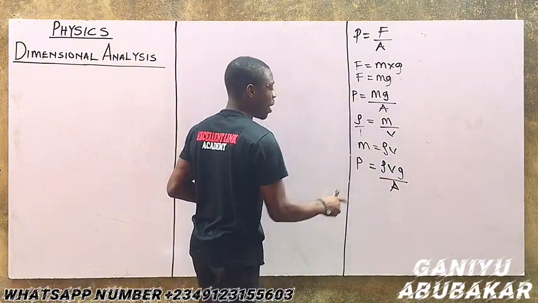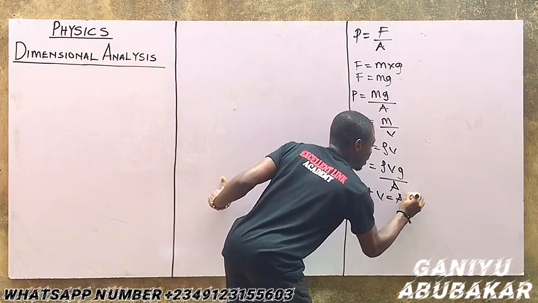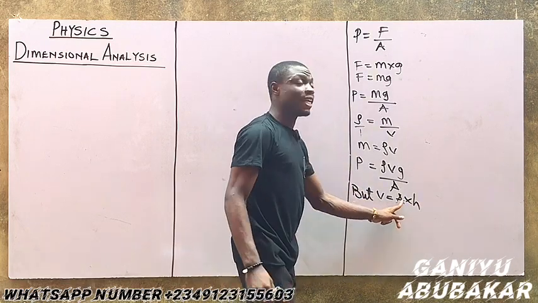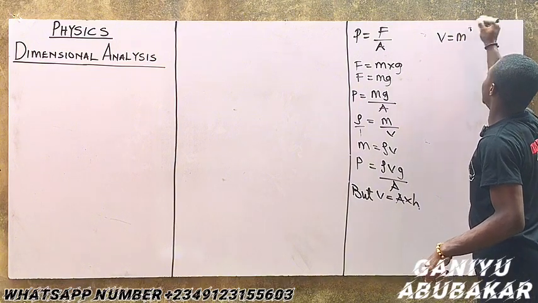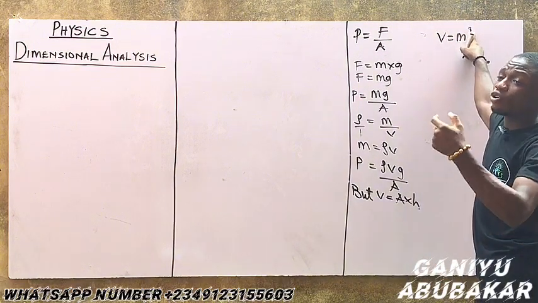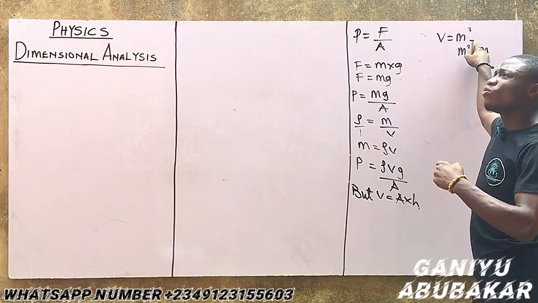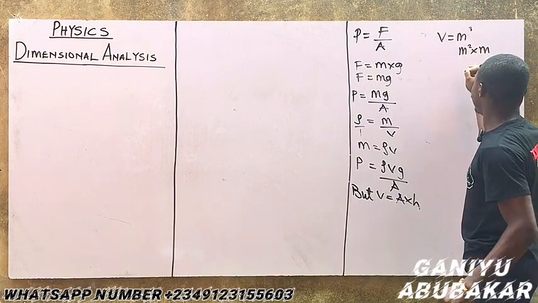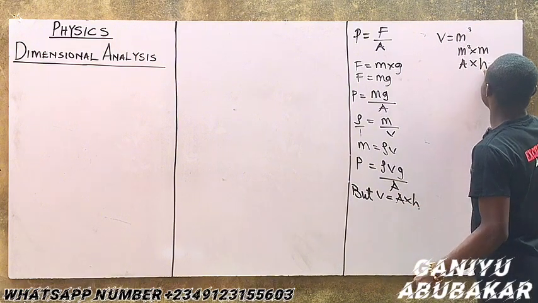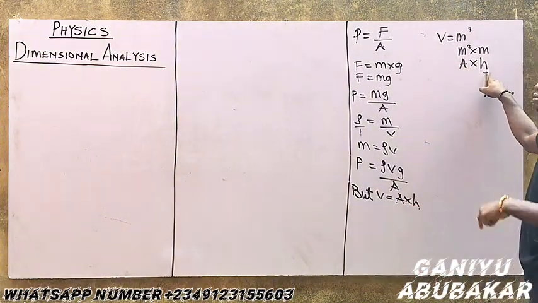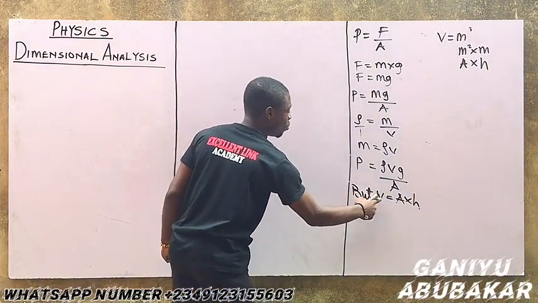But volume is equal to area times height. How? You know that volume is measured in meter cube, right? So meter cube is gotten from meter square times meter. Whenever you say meter square, what comes to mind? Area. And the other meter, what comes to mind? Height. This is how volume is gotten as area times height from dimensioning. So whenever I say volume, I put AH.